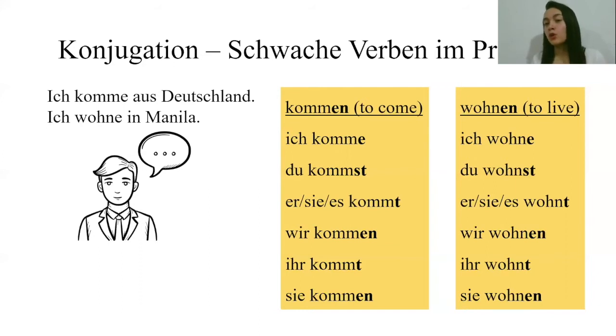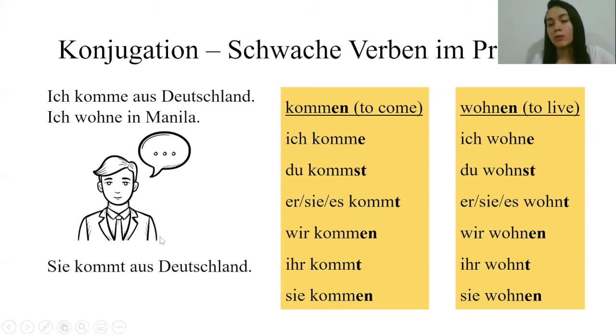Now, since we know the conjugation of both verbs, we are able to express information about another person. Instead of ich komme aus Deutschland, I come from Germany, we want to say she comes from Germany. So we just have to look at the verb kommen and the conjugation. She in German is sie, as we learned. So we look at sie, and the fitting conjugation is kommt. So now the sentence is going to be sie kommt aus Deutschland.